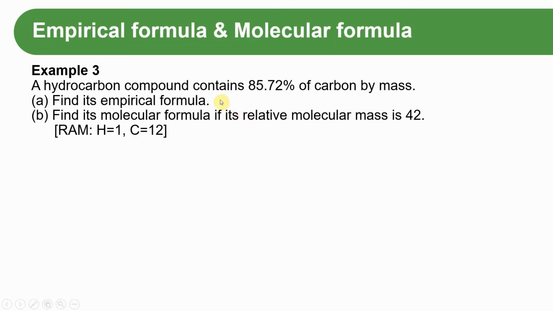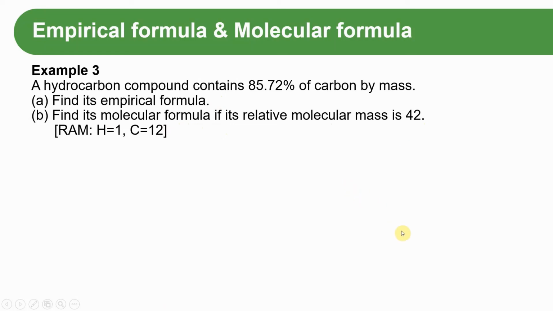There are two parts to this question. The first part is to find the empirical formula. The second part is to find the molecular formula, which is the actual number of atoms present in the compound. And the relative molecular mass is given.